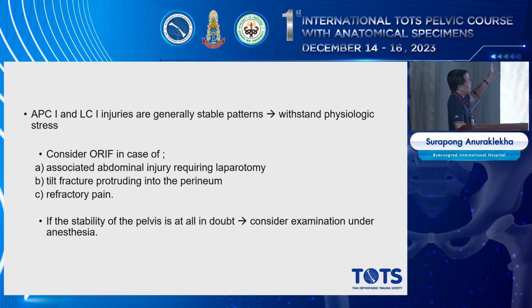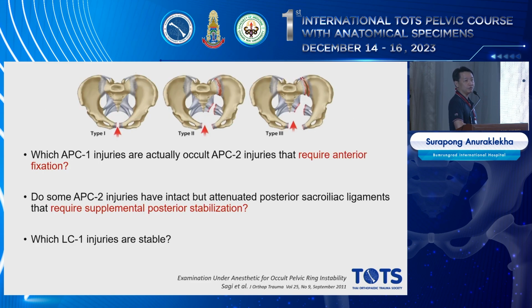APC1 and LC1 are generally stable patterns, but we may need to consider fixation in case you have an associated abdominal injury and the general surgeon has to go for the laparotomy, so we may just do the fixation right away. Or there is some protruding fragment in the perineum, or the patient has refractory pain. If the stability of the pelvis is in doubt, then we consider what we call the EUA.